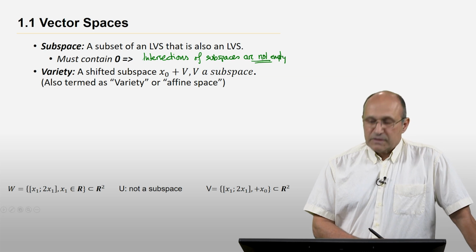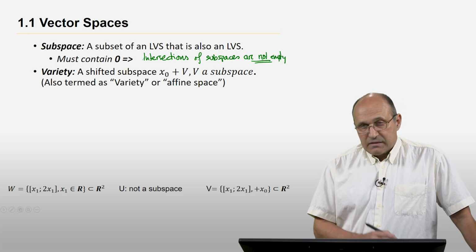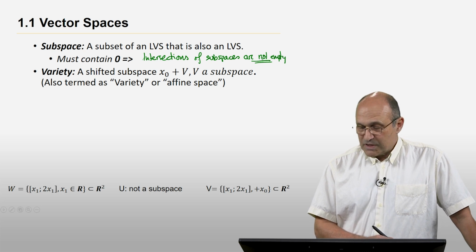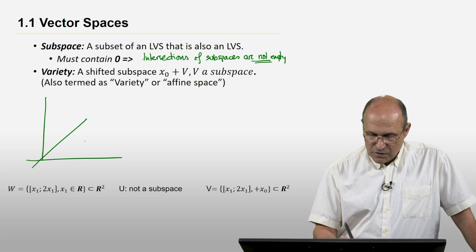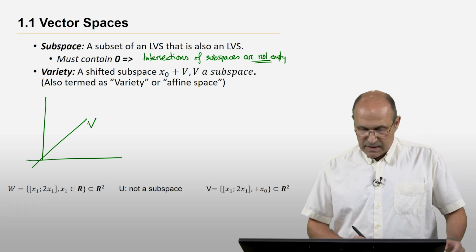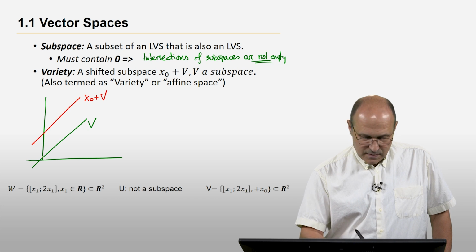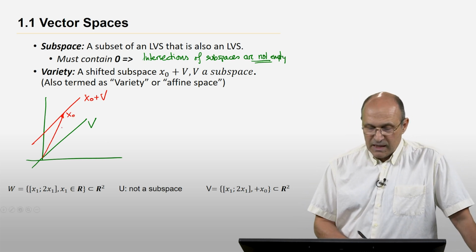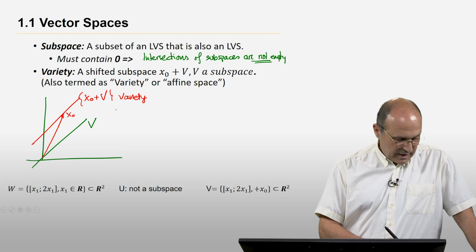Another interesting structure in linear vector spaces is a variety, which is a shifted subspace. That's getting a lot in the optimization problems that we want to solve. So if I have a subspace V, and some fixed element of the vector space, which is x naught, then this x naught plus V is a variety. It is also called an affine space in certain cases.